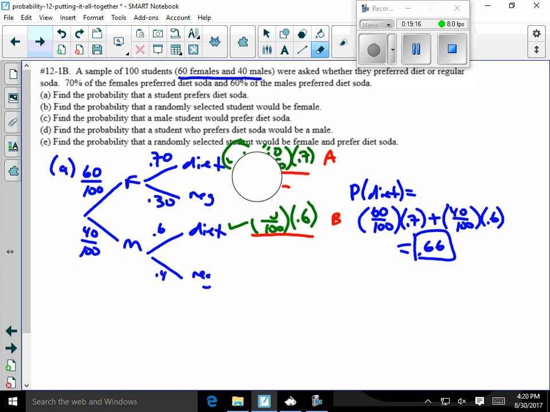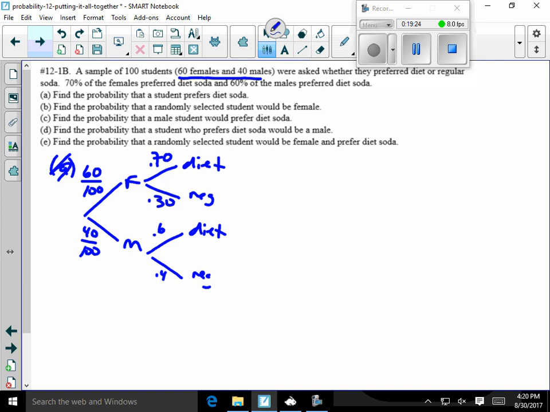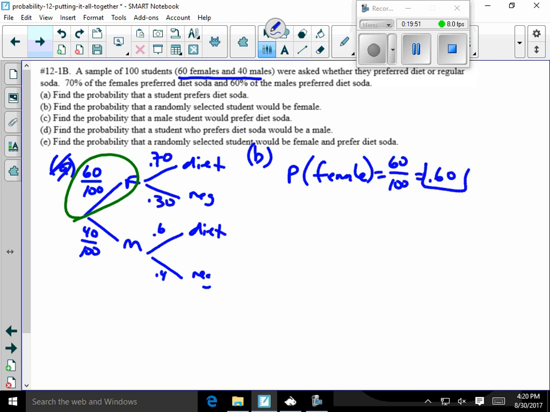We'll move on to B. I'm going to erase part of this and leave the tree because we're going to keep using a tree for each of these strategies. For B, we want to find the probability that the student is a female. Now, in this case, the tree is actually very easy because the first decision is female. So it's really just this part of the tree, the probability of taking that branch and stopping, because it's not asking us about the diet at all. So the probability would simply be 60 out of 100 or 0.6. And that also matches the probability we got when we worked this problem with the table.